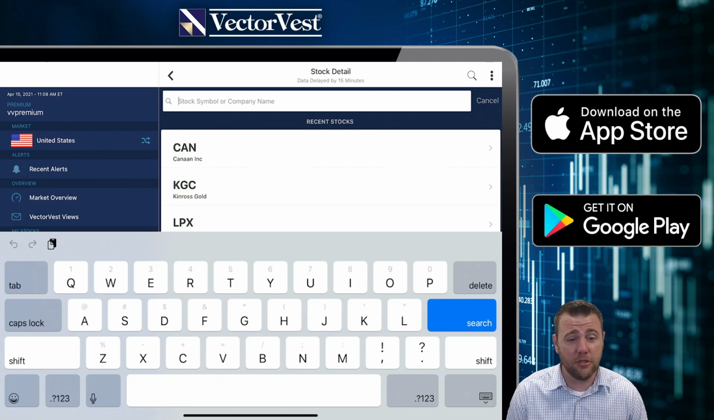Can we create our own searches? In the desktop app you can, in the mobile app you cannot.